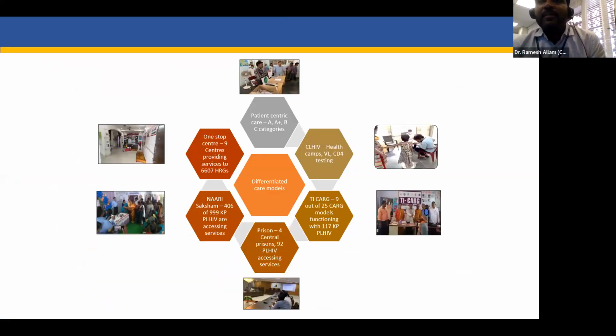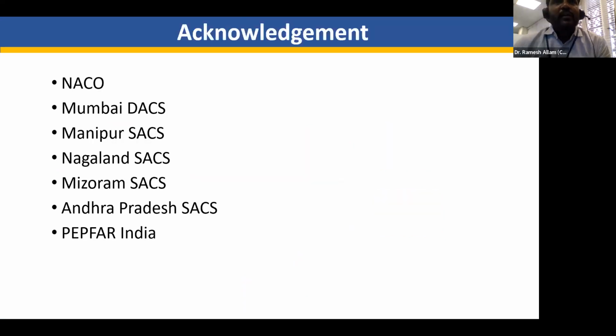And this is a way where we are trying to put all the models together. This is a slide from Andhra Pradesh. So different models are being done there, differentiated service packages of care.